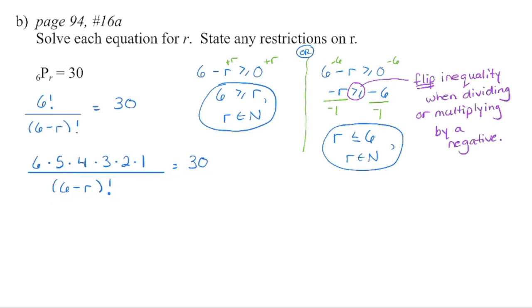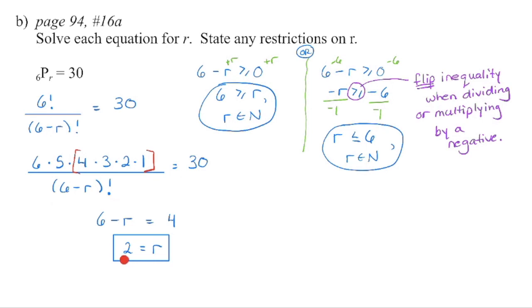So I can see that 6 times 5 is equal to 30. If I can divide out that 4 factorial, that will leave me with just 6 times 5 equals 30. So I know that this denominator is going to equal 4 factorial. So 6 minus r has to equal 4, because both of them are factorials. And then I can solve for r, which is going to be 2. Now, you could always guess and check if you're solving for r. If you're solving for n, you should be able to do that algebraically. But then we always want to verify our answer.